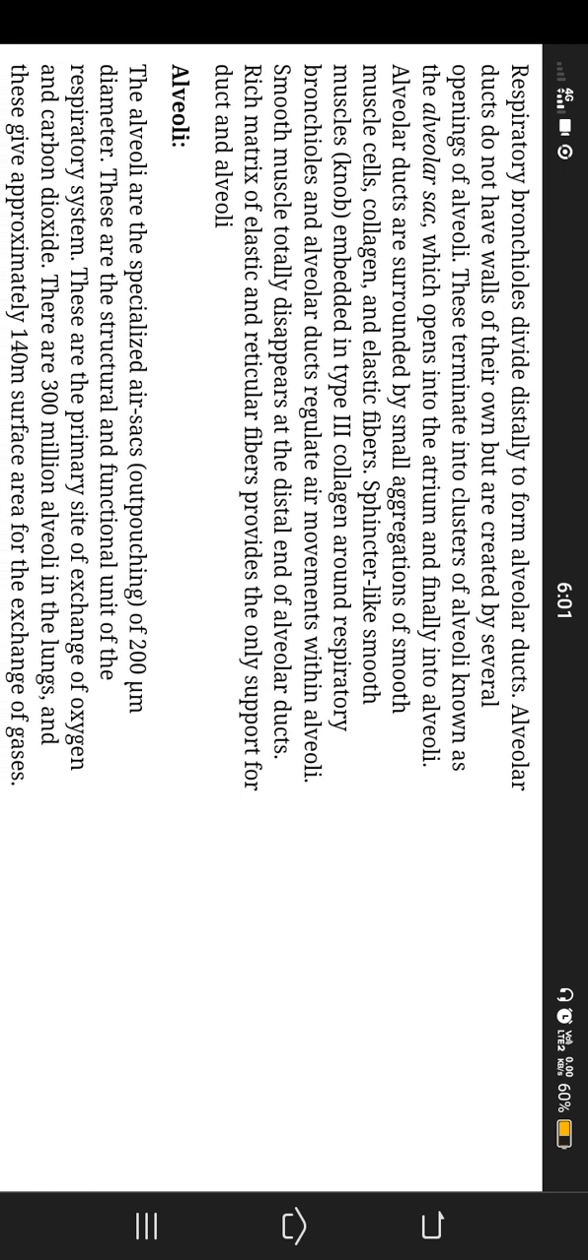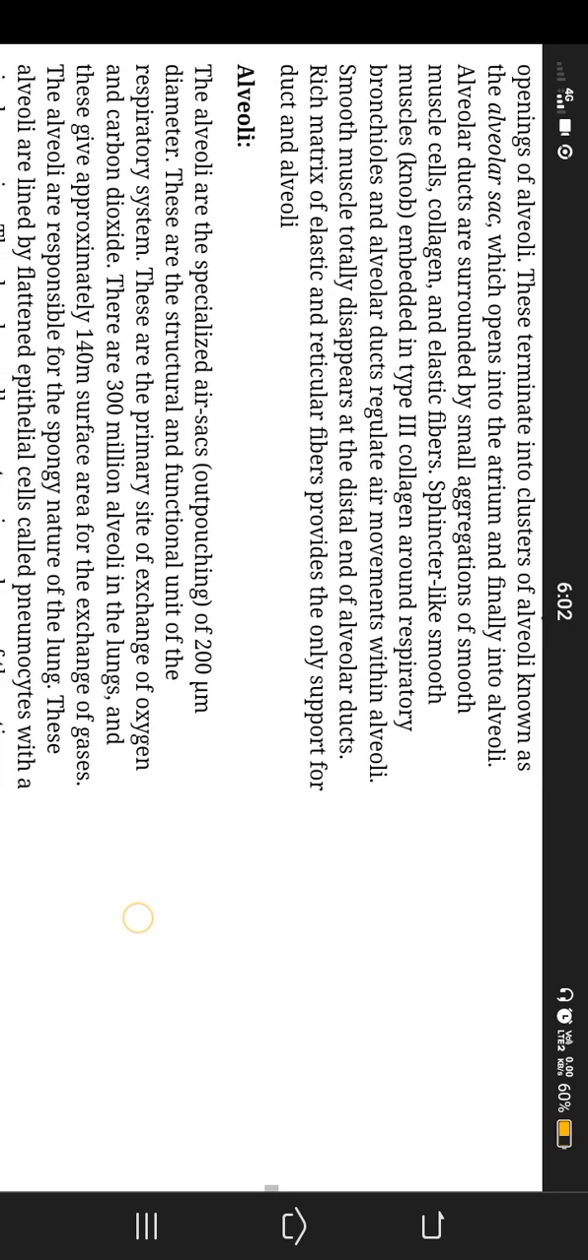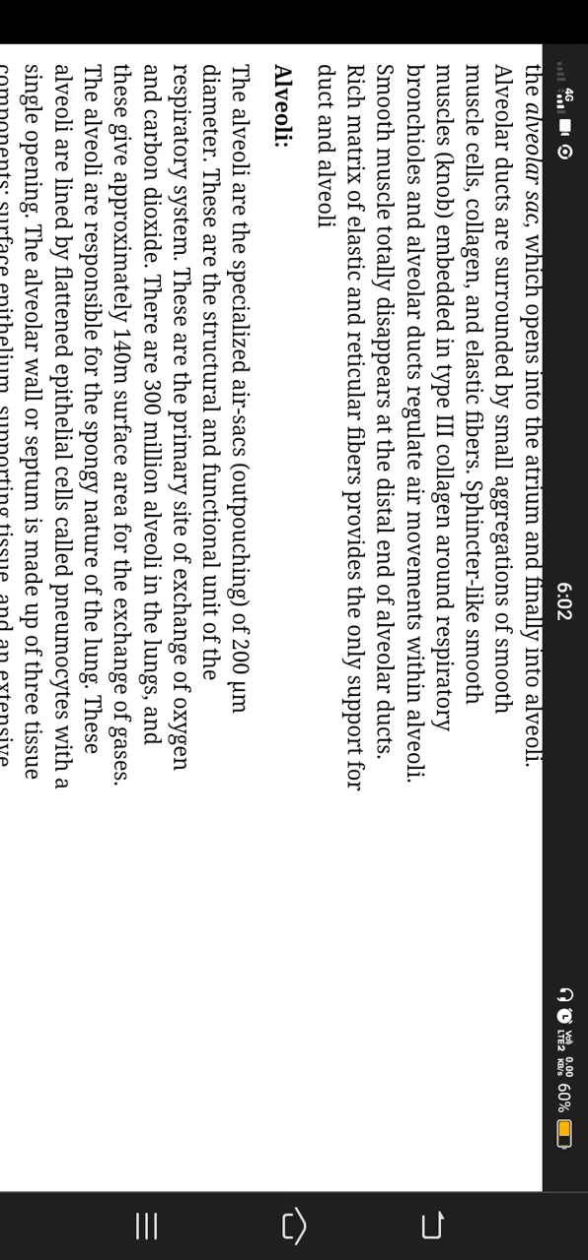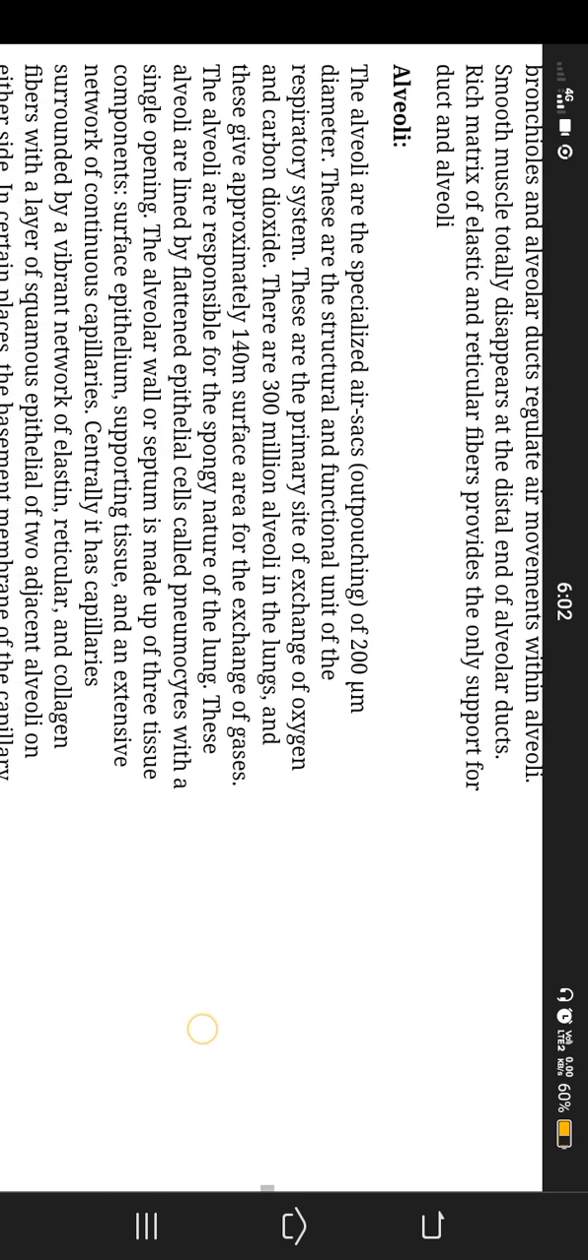Sphincter-like smooth muscles, like a knob, embedded in type 3 collagen around respiratory bronchioles and alveolar ducts regulate air movements within the alveoli. Smooth muscles totally disappear at the distal end of alveolar ducts. A rich matrix of elastic and reticular fibers provides the only support for the duct and alveoli.